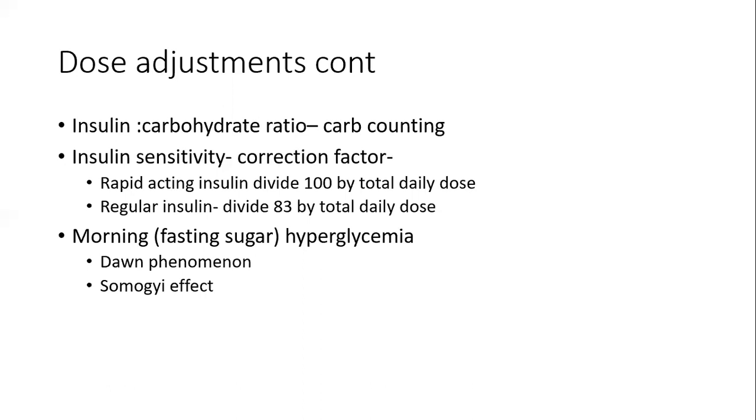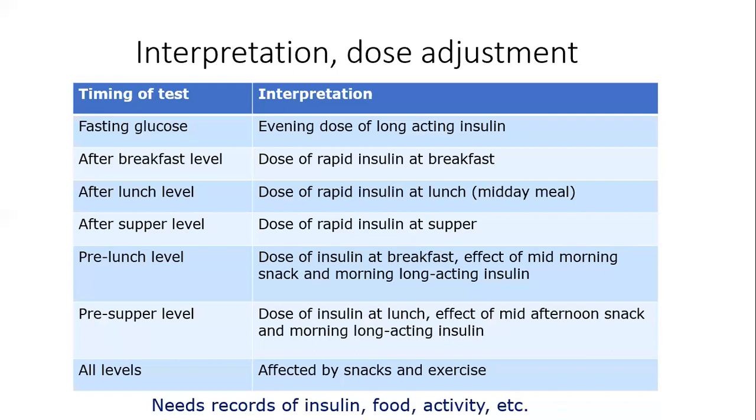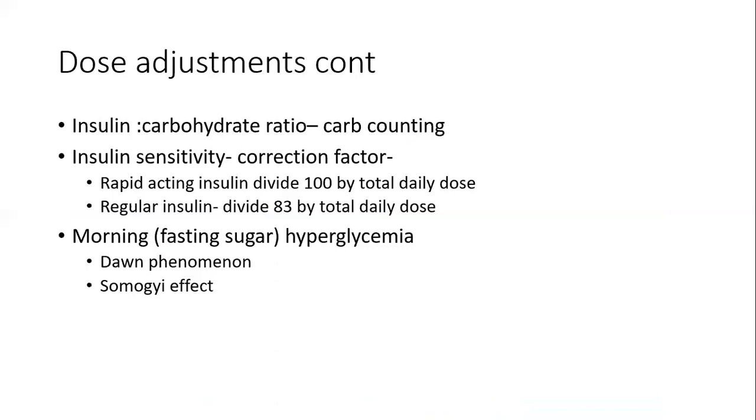And we've gone through your blood sugar monitoring and which insulin to adjust, depending on which blood sugar it's either high or low, as we've seen on this one. We've said if it is morning hyperglycemia, be sure if it is dawn phenomenon, increase the dose of the basal insulin. If it is Somogyi effect, reduce the dose of the basal insulin.